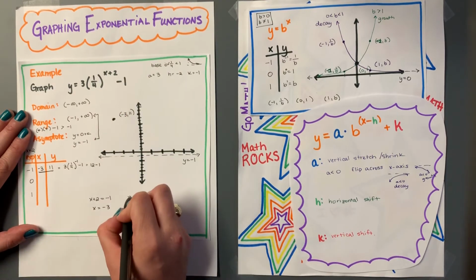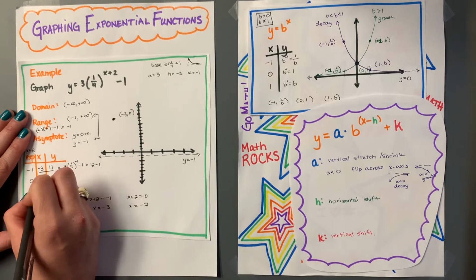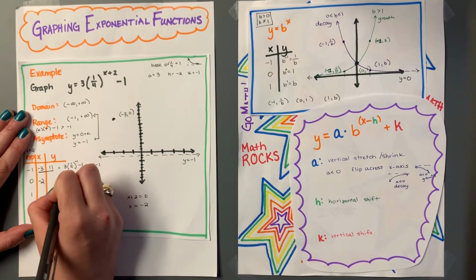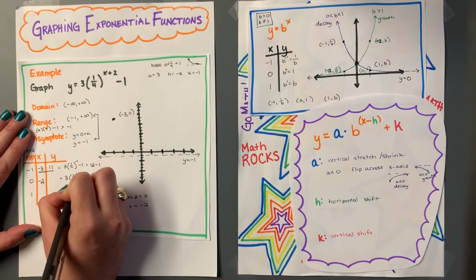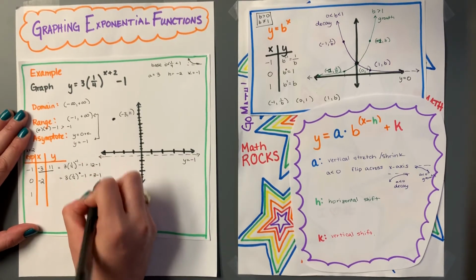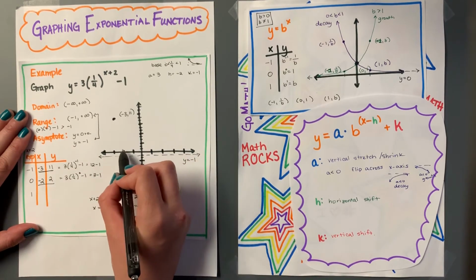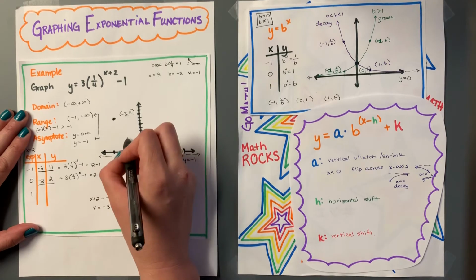If I want x plus 2 to be equal to 0, I should plug in -2. 1/4 raised to the 0 is 1. So this is 3 minus 1, or 2. So I have the point -2, 2.